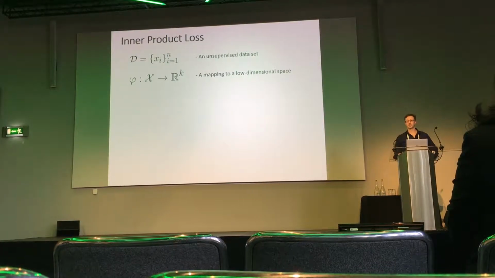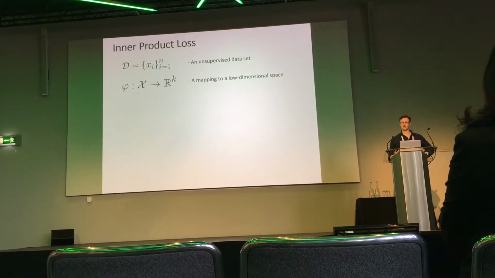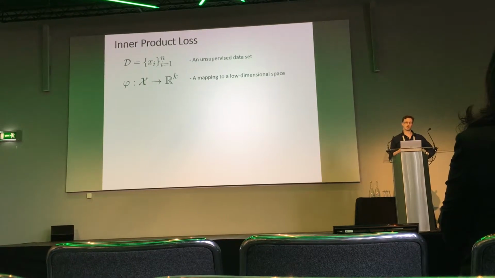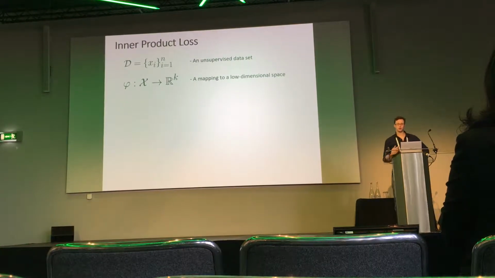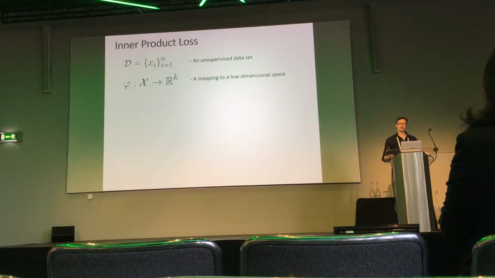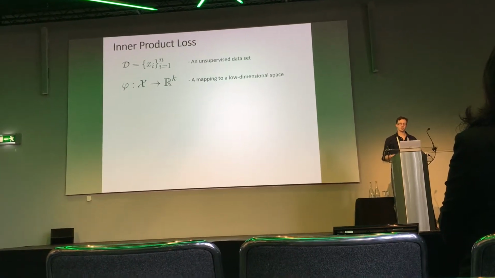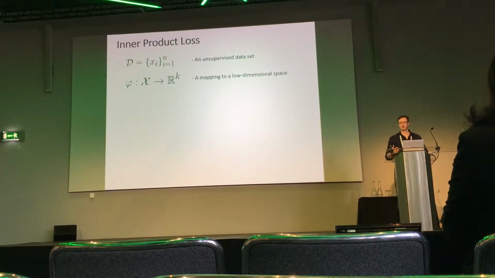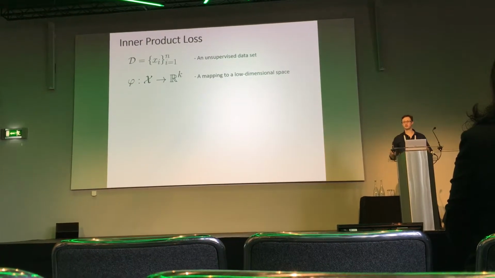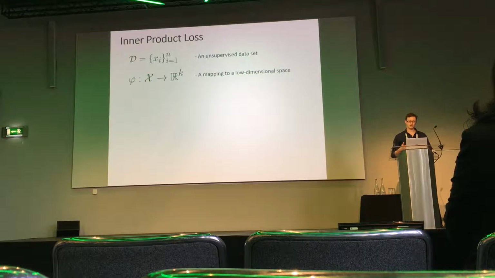Our starting point is going to be an approach to dimensionality reduction via what's called the inner product loss. The key thing with the inner product loss is that a lot of geometric structure in any setting can be encoded through inner products. So a natural approach to doing dimensionality reduction is to try and preserve inner products in the low-dimensional feature space.